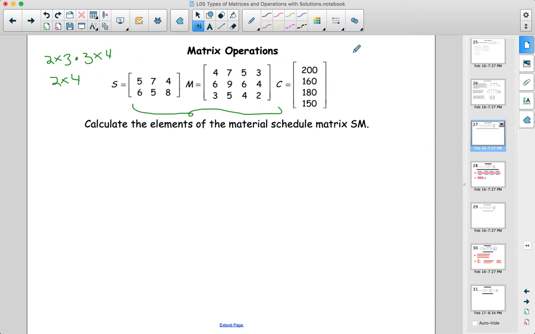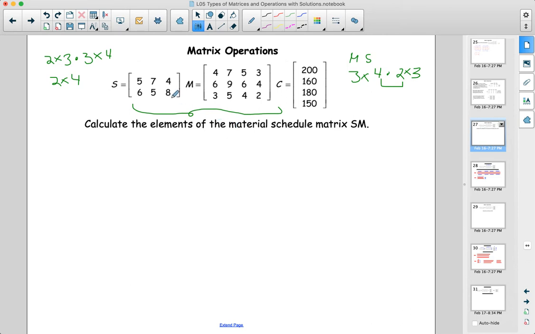Now, you cannot multiply M by S, because if we wanted to do that, we would be looking at a 3 by 4 matrix, and we'd then be multiplying that by a 2 by 3 matrix, and the number of columns in the first matrix is not matching the number of rows in the second matrix, so they can't be multiplied in this order. Again, just further illustration that matrix multiplication doesn't appear to be commutative.